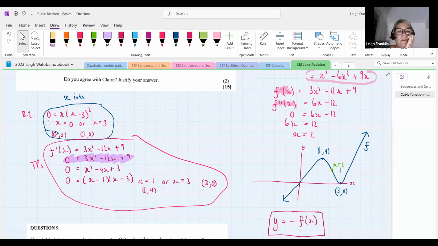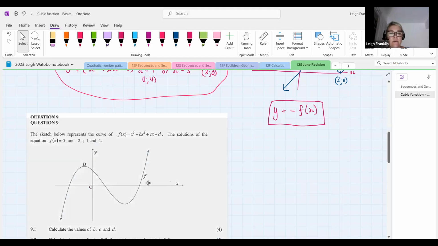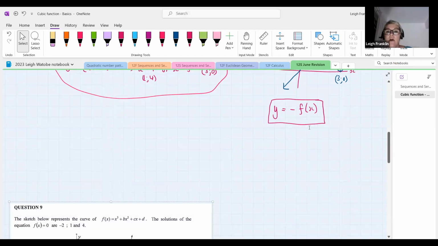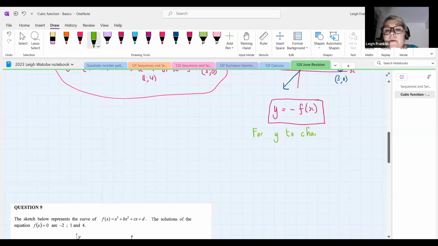There we go. So we haven't changed the shape. You're on the right track. So if y has changed sign, we must have reflected the graph over the x-axis. Okay, so for y to change sign, the graph has been reflected over the x-axis. I'll just write that here for you. For y to change sign, we must have reflected f of x over the x-axis.